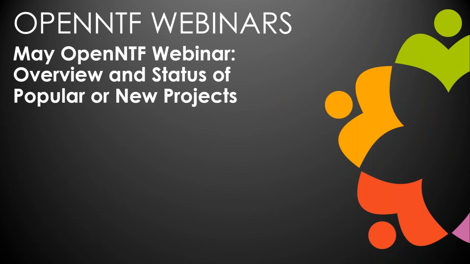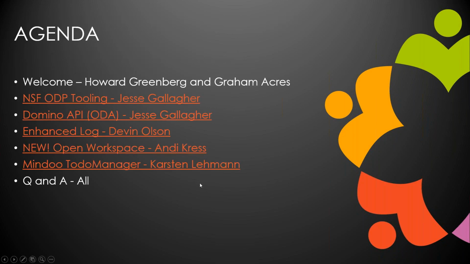Today we're going to cover some of the popular OpenNTF projects, and we even have a new one, which hopefully will get popular. So our agenda is we have Jesse Gallagher is going to kick it off, talking about two projects, NSF ODP tooling and Domino API. And then Devin Olson will cover enhanced log. And then Andi Kress will cover the new project I was talking about called Open Workspace. And Karsten will cover a cool TodoManager. And at the end, we'll have questions and answers. So we'll save all the questions until the end.